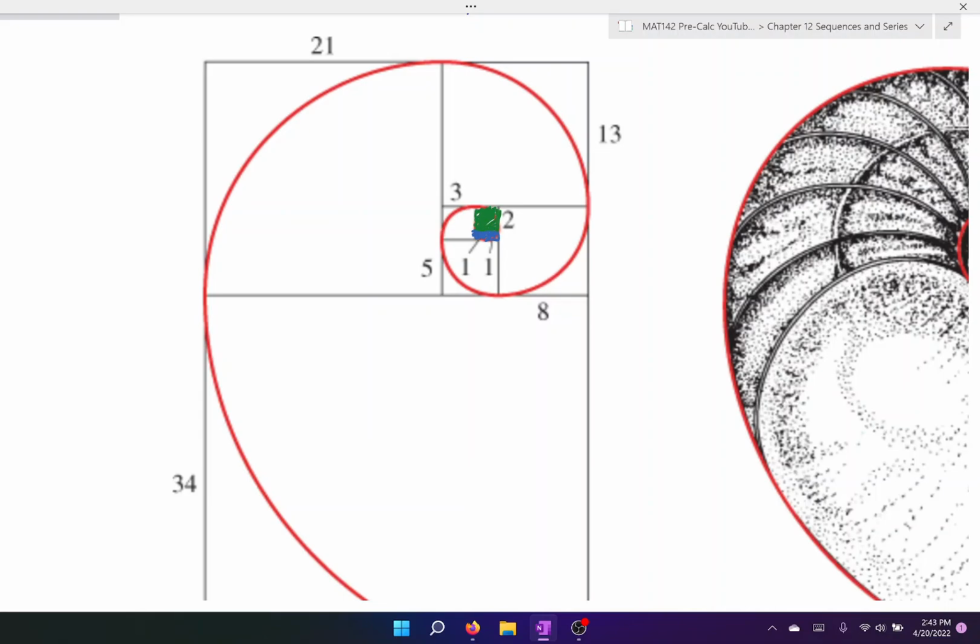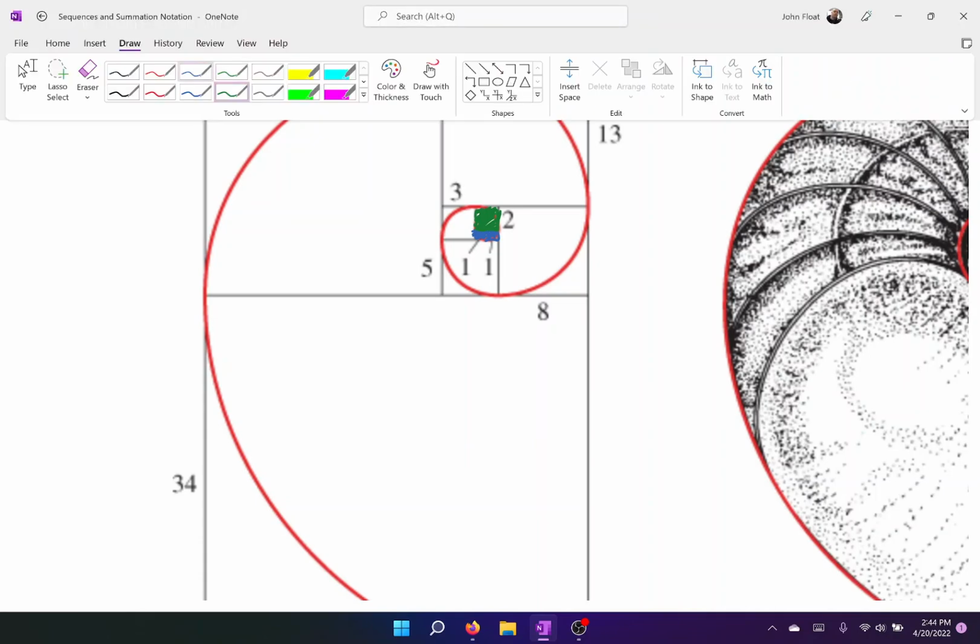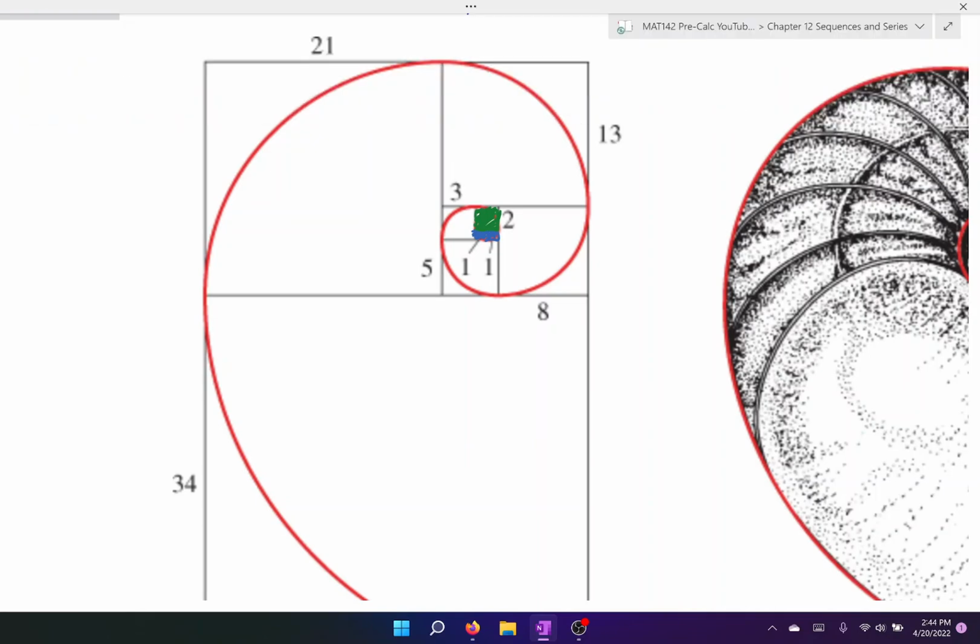And we just kept doing that. So 1, 1, 2, and then 1 plus 2 is 3. So here is our third square. I'll do this one in black. So here's our square. That's 3 by 3. And then 2 plus 3 is 5. So that's this square right here. And then 3 plus 5 is 8. So that's this square right here. And then 8 plus 5 is 13. And we just kept building this square using the Fibonacci numbers. Something unbelievable ends up happening, okay?